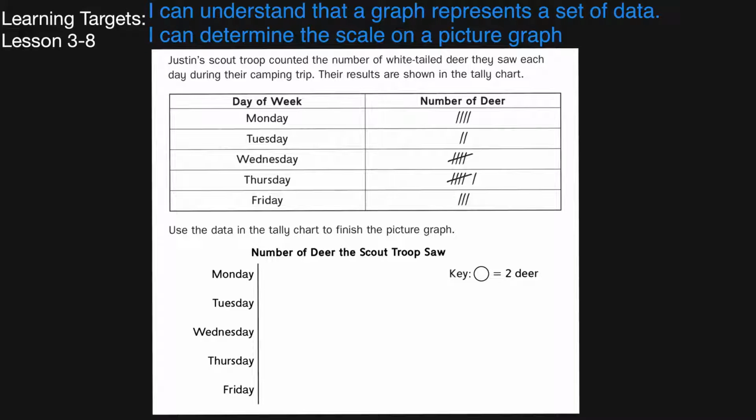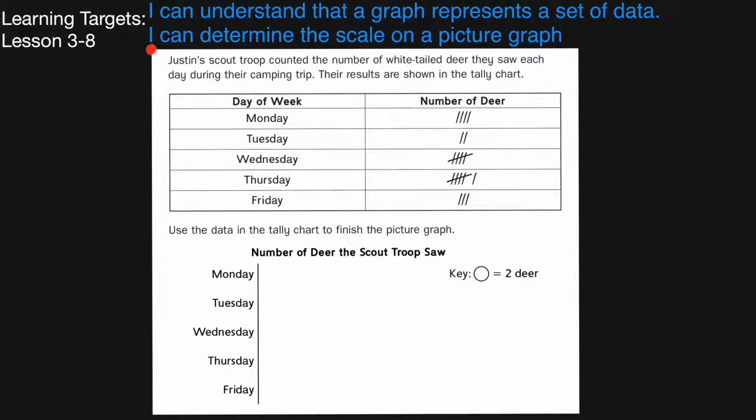All right, class, and welcome to lesson 3-8. As we do always, let's start by looking at our learning objective. I can understand that a graph represents a set of data. Here's our set of data. We're going to use that to represent it today using a picture graph.